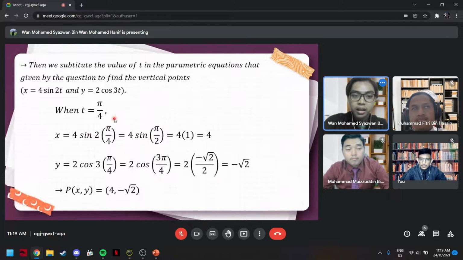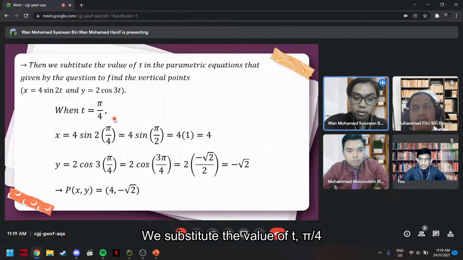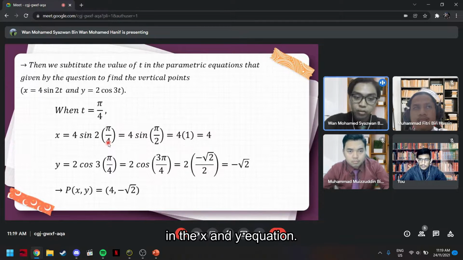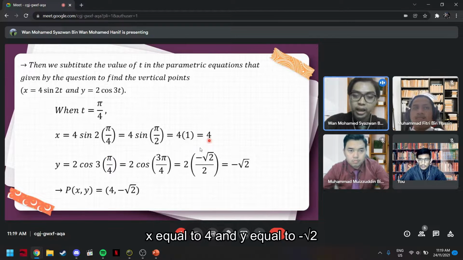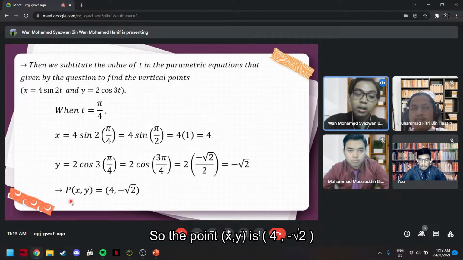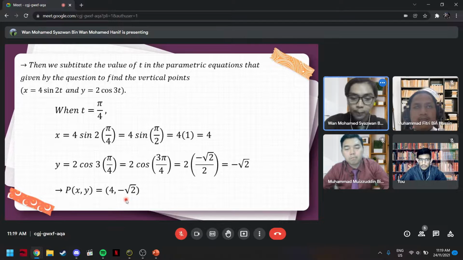And then we substitute the value t equal to pi over 4 in the x and y equations. After the calculation, we get x equal to 4 and y equal to negative sec 2. So the point (x, y) is (4, negative sec 2).